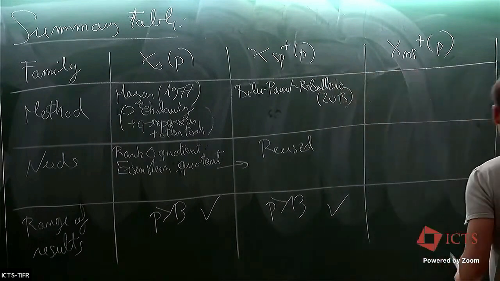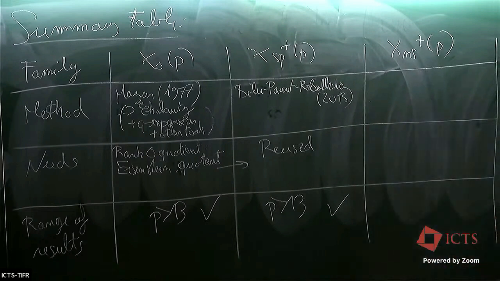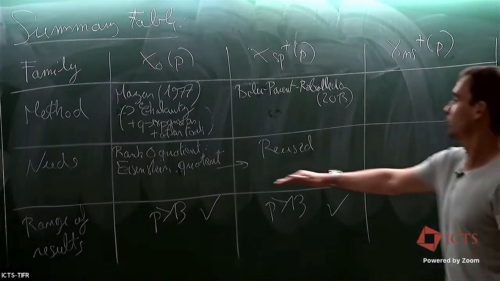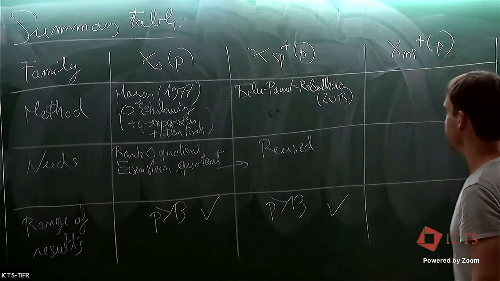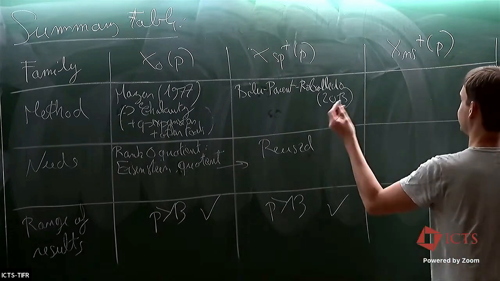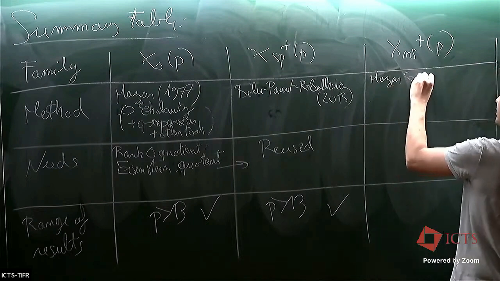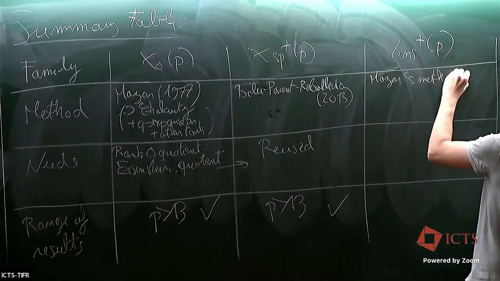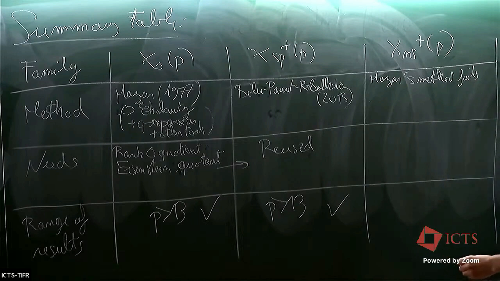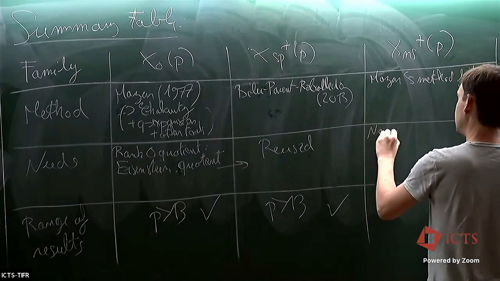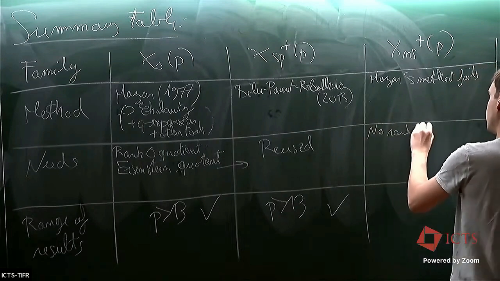And now, what's the state of the last family here? Again, I'll explain what happens in the second line here. But what we can definitely say, at least in its current state, is that Mazur's method fails for this curve. And why does it fail? Because we expect no rank less than dimension quotient.